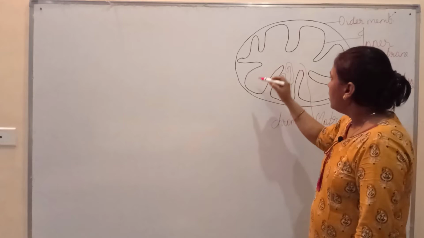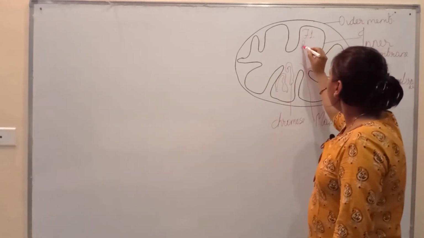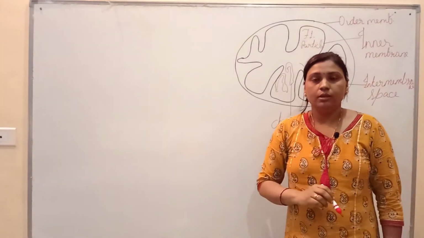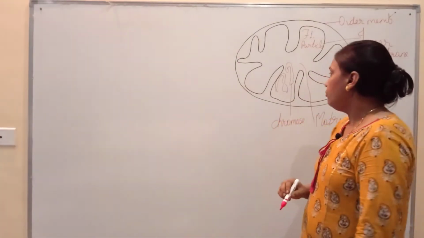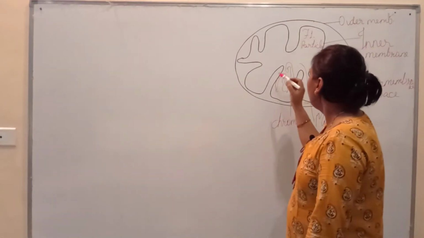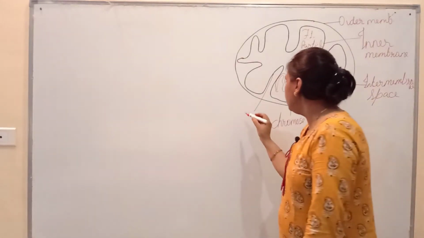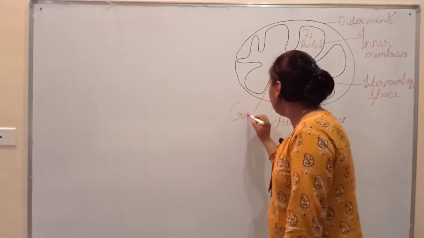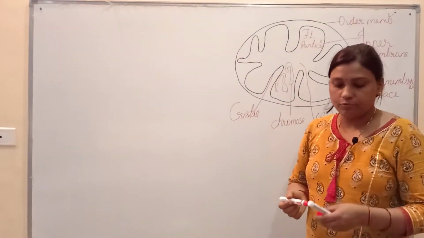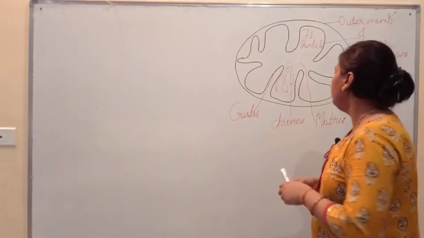mitochondria, and F1 particles are also present inside the matrix, that is important for the process of oxidation of glucose. And this finger-like structure is cristae. And the cristae and this matrix both have F1 particles, that is important for the process of oxidation of glucose.